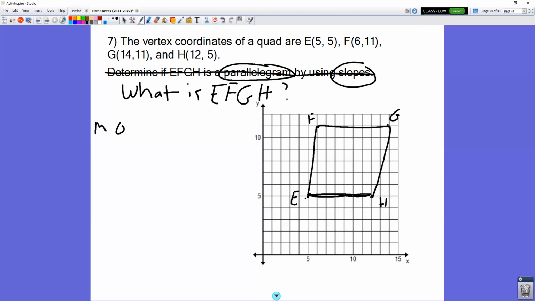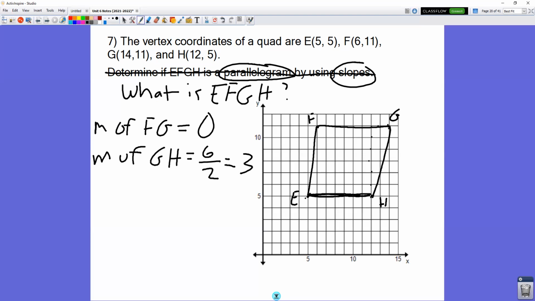Let's find the slopes of all of our sides. Let's do the top side first, the slope of FG. FG is a horizontal line, so it has a slope of 0. Now let's go in order with the slope of GH. If we start at H, we go up 1, 2, 3, 4, 5, 6, so that's a rise of 6, and we go right 2. So GH has a slope of 6 over 2, which is 3.